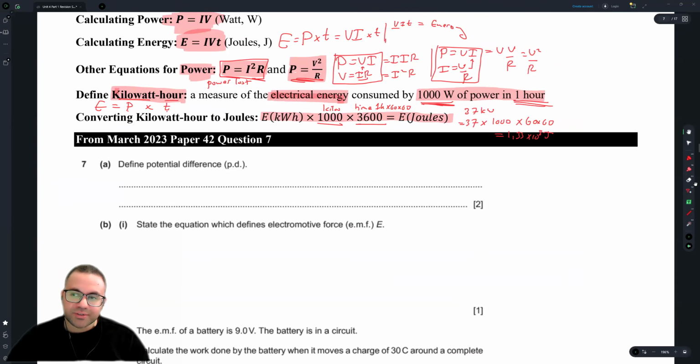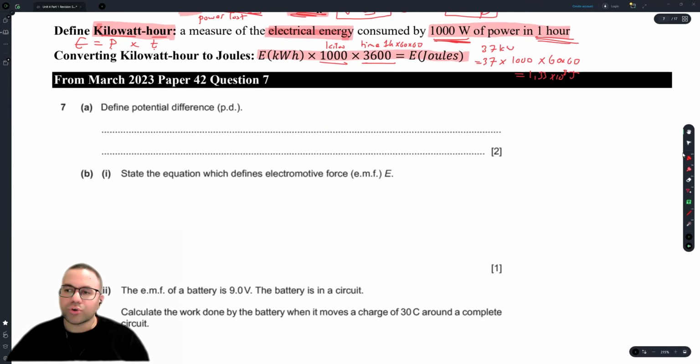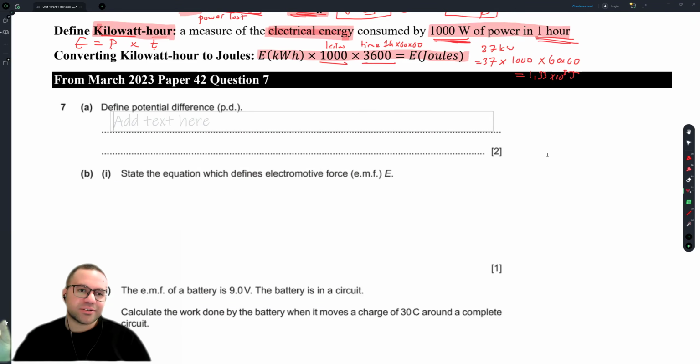Define potential difference. Potential difference or voltage or EMF, it doesn't matter. It's the same thing. It's the amount of energy transferred or work done per unit charge, but add one little extra bit. If it's EMF, it's by a source, to drive a charge through the whole circuit. If it's potential difference, it's work done per unit charge through a component, or lost through a component.